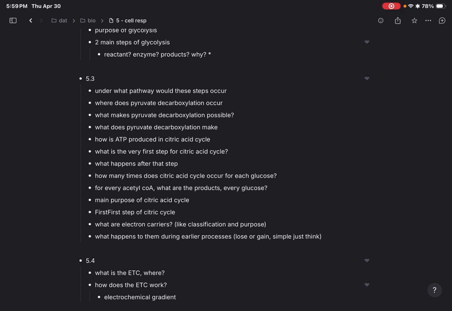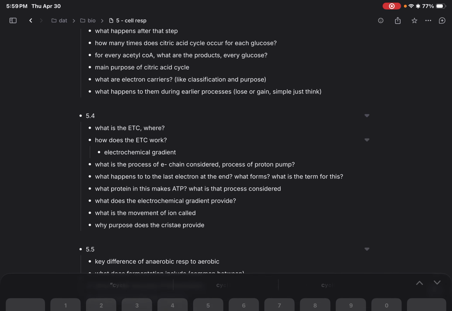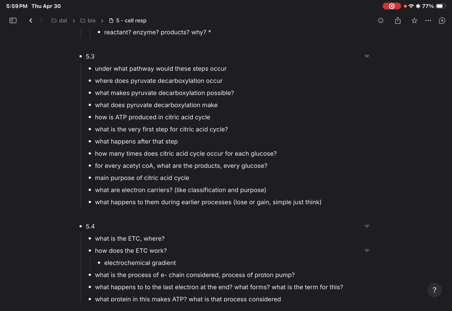What is the very first step for the citric acid cycle? Wait, why do I have two questions here? What is the very first step for the citric acid cycle? So acetyl-CoA will combine with oxaloacetate to form citrate. After citrate, there will be 7 steps afterwards, and most of those are just used for forming NADH and FADH2. It also makes GTP and ATP, but GTP is basically just ATP, etc. So I don't know, I just say etc. as a filler word. How many times does the citric acid cycle occur for each glucose?